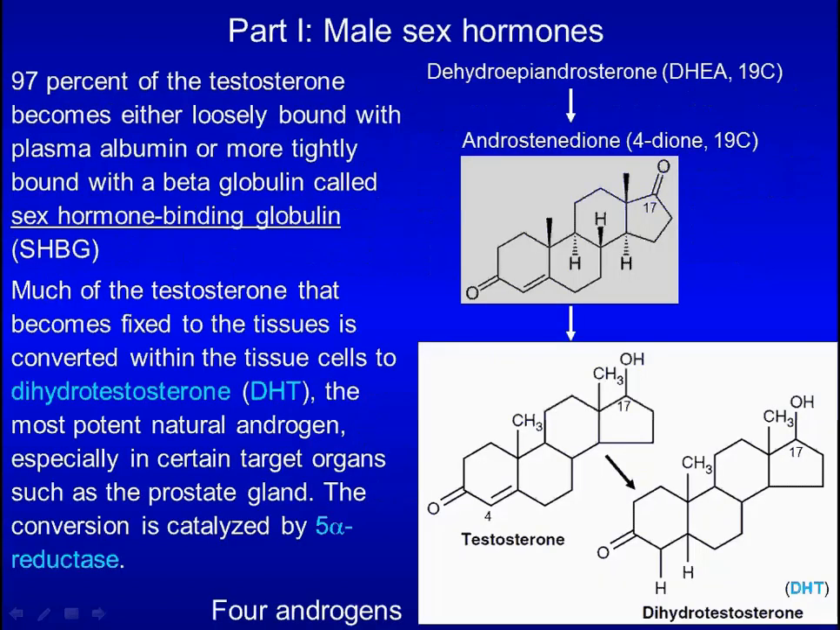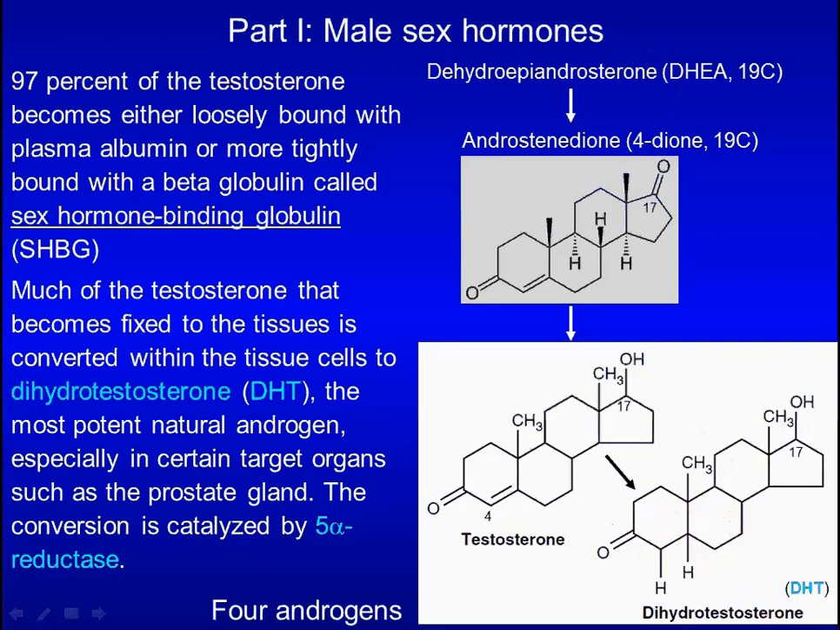This slide shows you four androgens. First three androgens have a double bond. Androstenedione and testosterone have a double bond at position 4. Dehydroepiandrosterone has a double bond at position 5. But in dihydrotestosterone, or DHT, the double bond is reduced. This reduction makes DHT the most potent natural androgen.